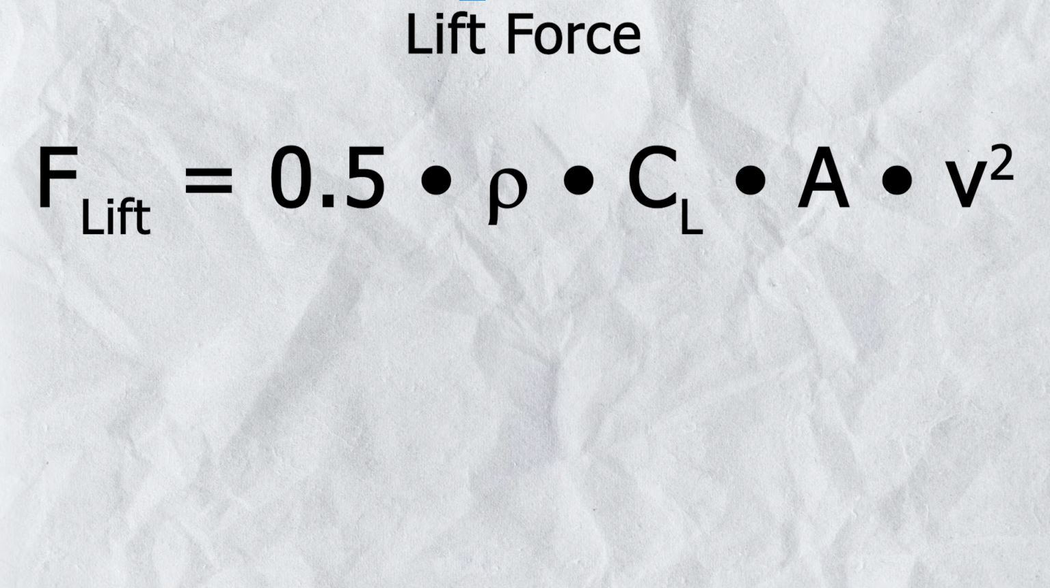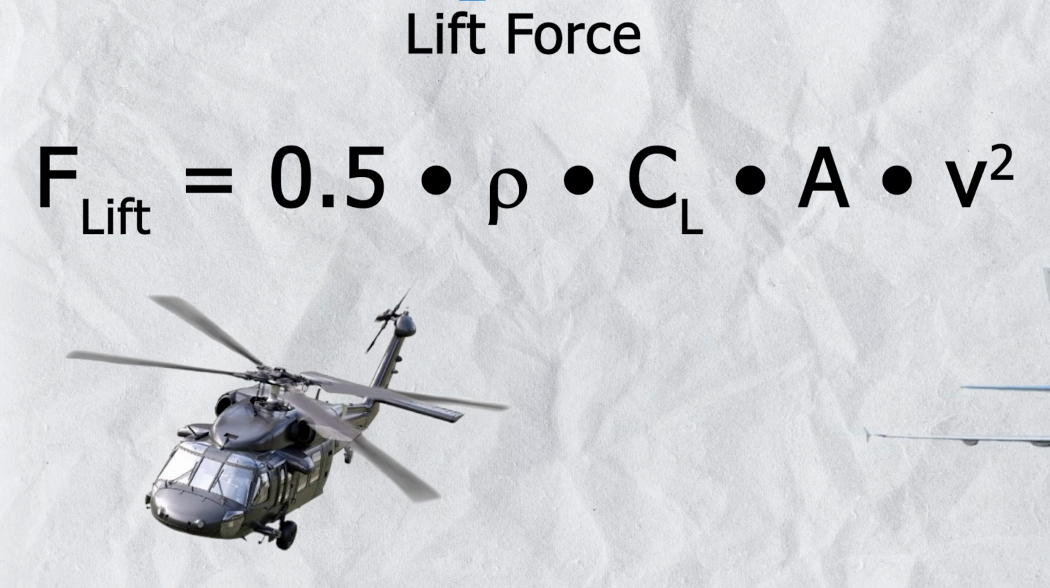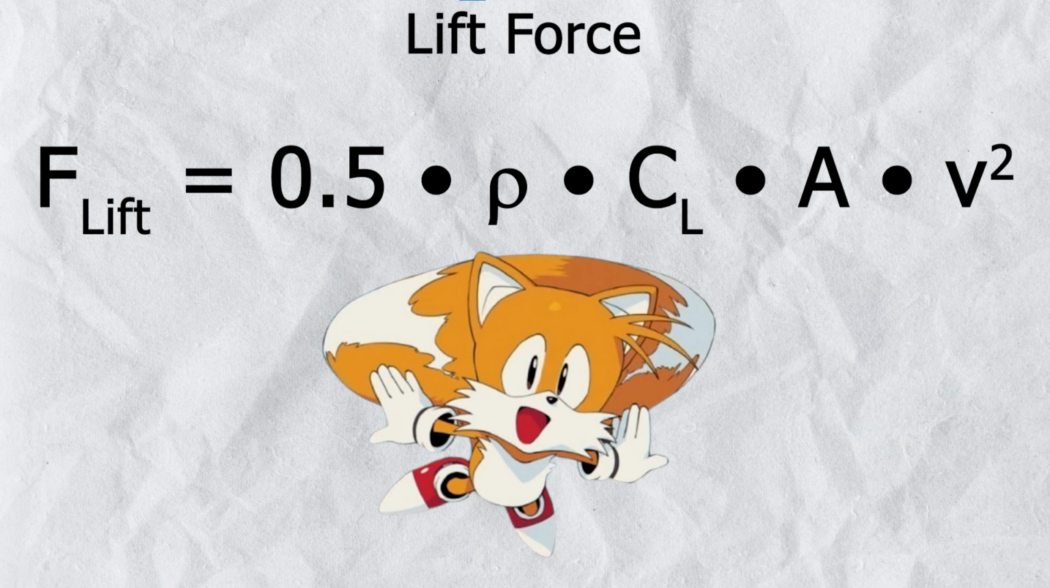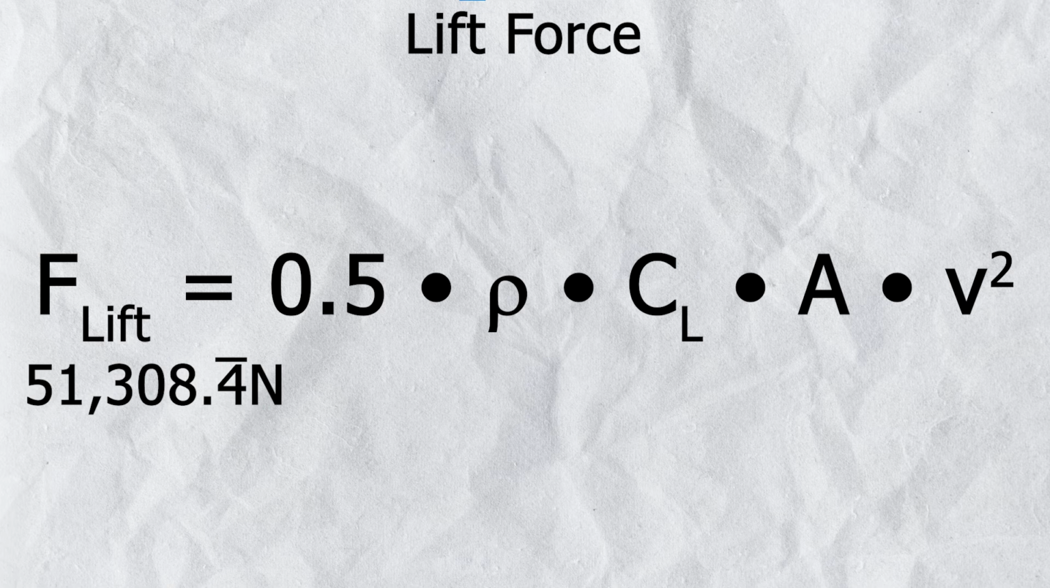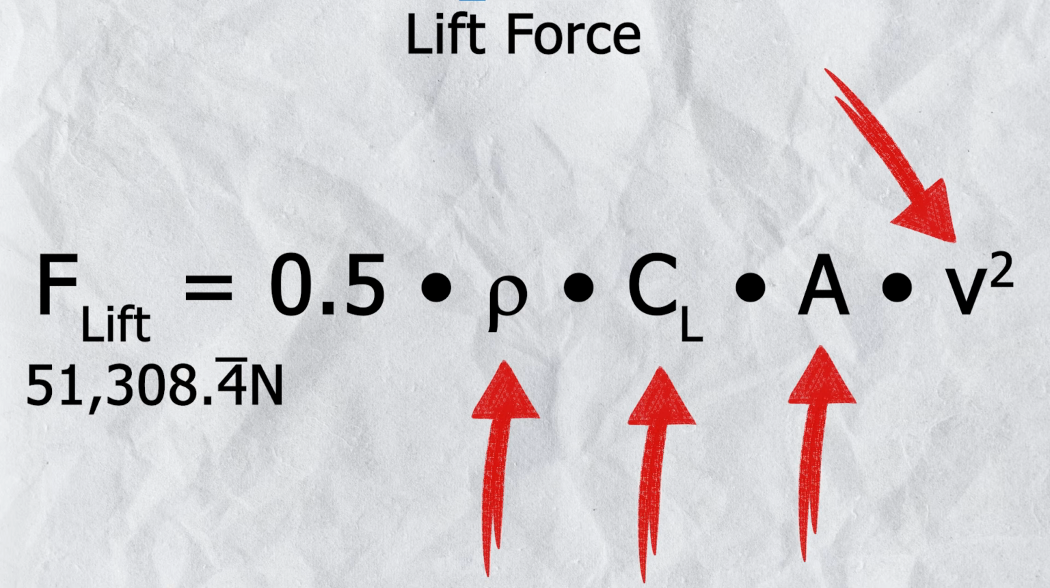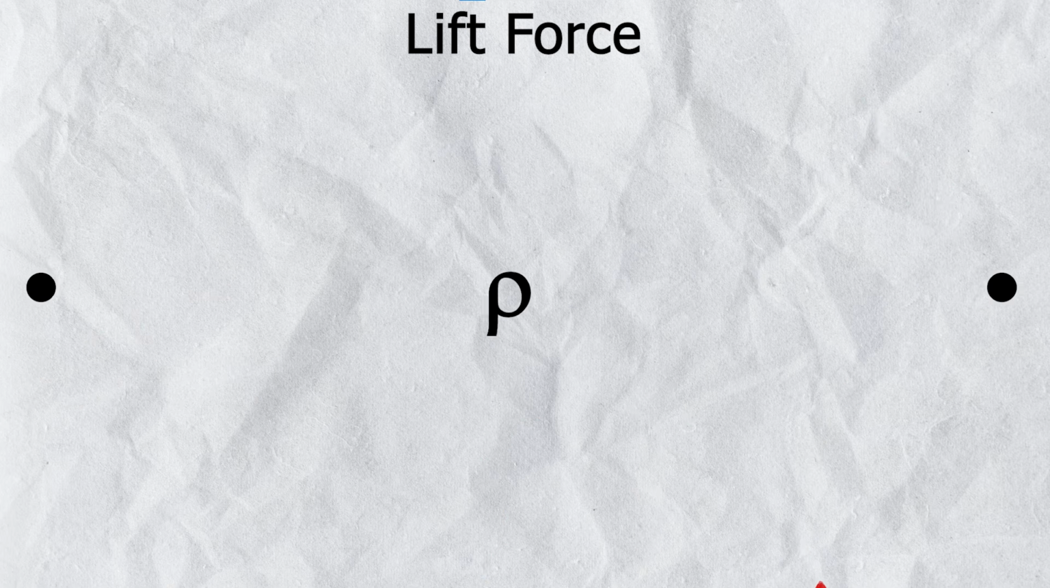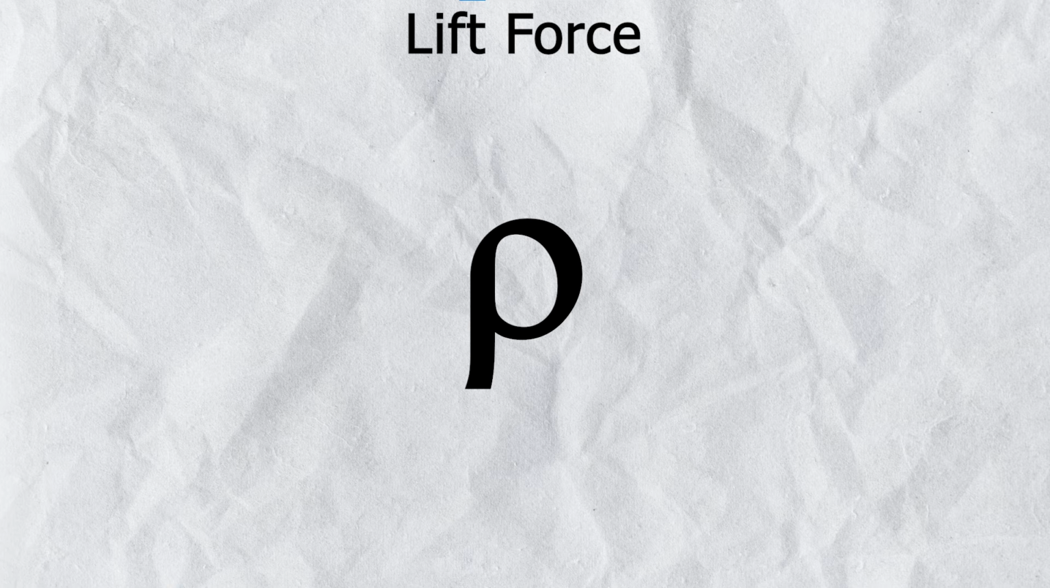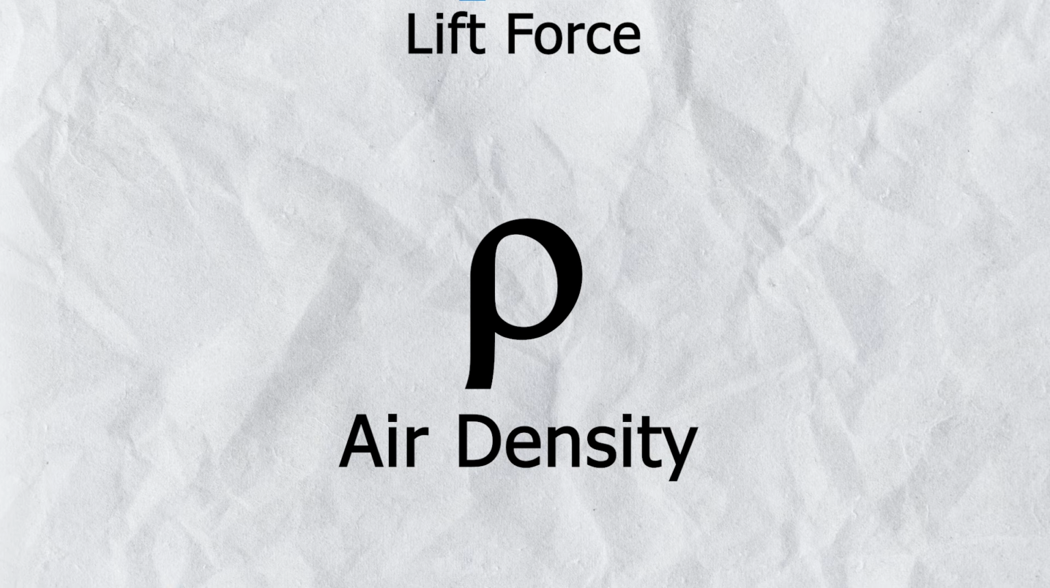What you're looking at here is the formula for the lift force for planes, or in our case, helicopters or drones like Tails. Remember, we already know the lift force, we're just using this formula to solve for the velocity of his tails. We just need to find all the other variables first. Let's start with this elegant and ornate looking P, which is the density of the air around Tails.